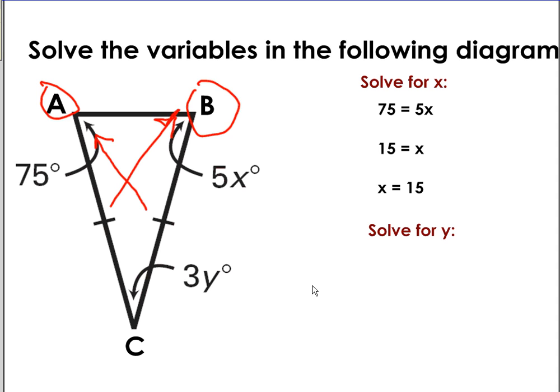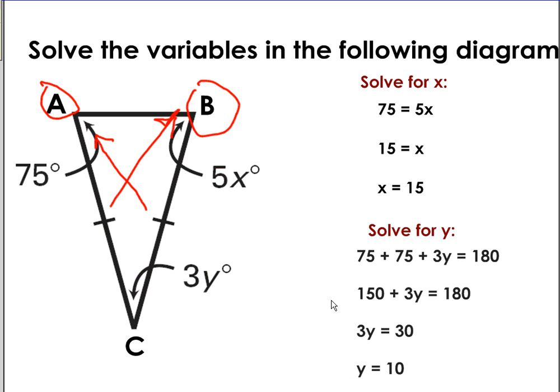Once we have that information, we know that this 5x is equal to 75, this is 75, and all the angles in the triangle add up to 180, which allows us to solve for y. So we say 75 plus 75 for the two congruent base angles, plus 3y, which is our third angle, is equal to 180 degrees. When we solve this equation, we find that y is equal to 10.